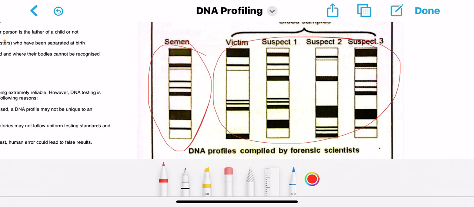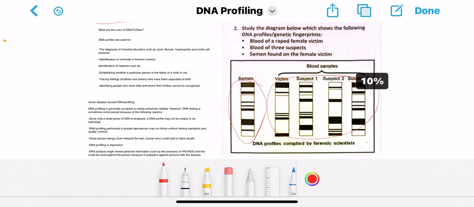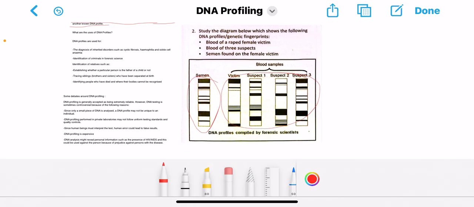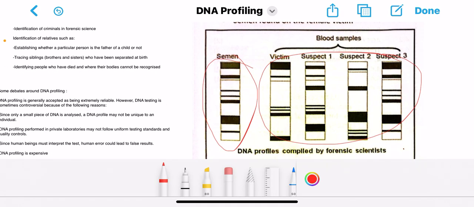They are going to check these bars, whether they match the bars of the one that they are testing for. You see here it says semen and it says victim. It says suspect number 1, suspect number 2, suspect number 3. Let's read the scenario. It says study the diagram below, which shows the following DNA profiles or genetic fingerprints: blood of a raped victim, blood of the 3 suspects, and semen found on the female. Now, this DNA profiling helps us to identify individuals using another unknown DNA profile.